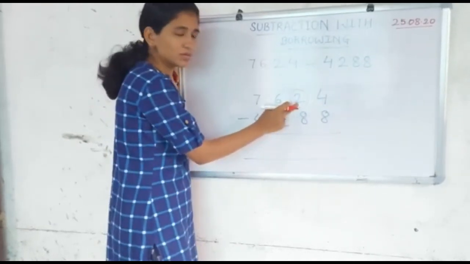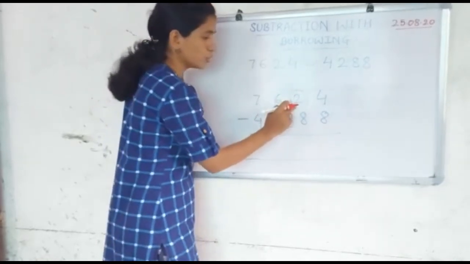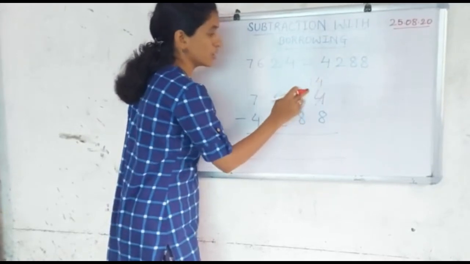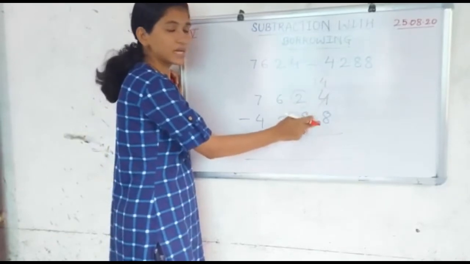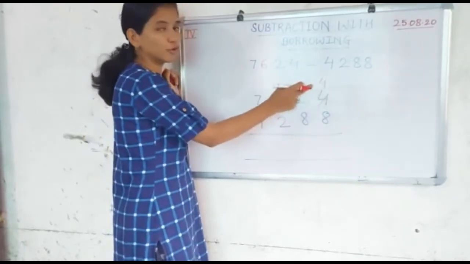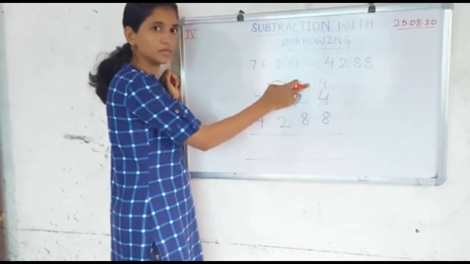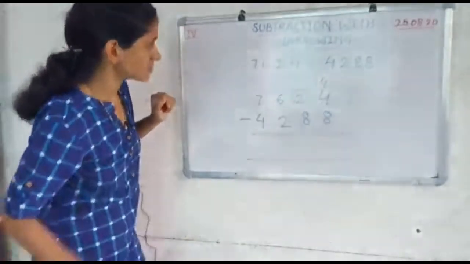So what will 2 do? 2 will say okay, I'll give you one number. He will give one number to 4. Now 4 is 14 now. Now 14 and 8. Out of these two numbers, 14 is the bigger number. Now you can subtract 8 from 14. You can easily subtract.